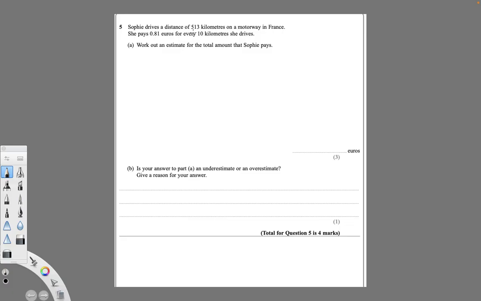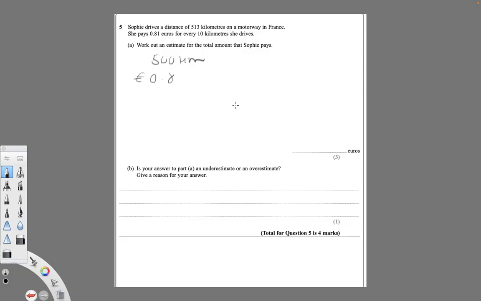So if we look at all the rest of them to one significant figure, 513, that's going to leave me with 500 kilometres. And if I look at 0.81 euros to one significant figure, that's going to leave me with 0.8 euros. So obviously that's the European currency symbol.